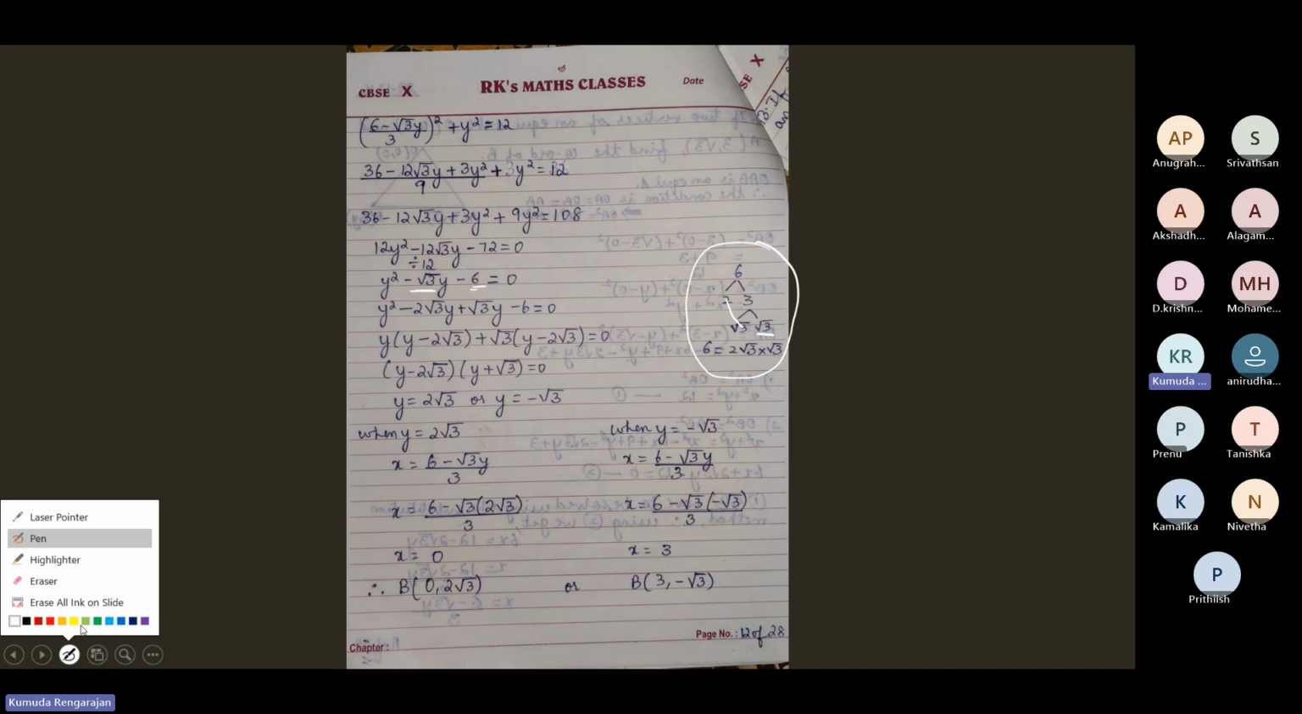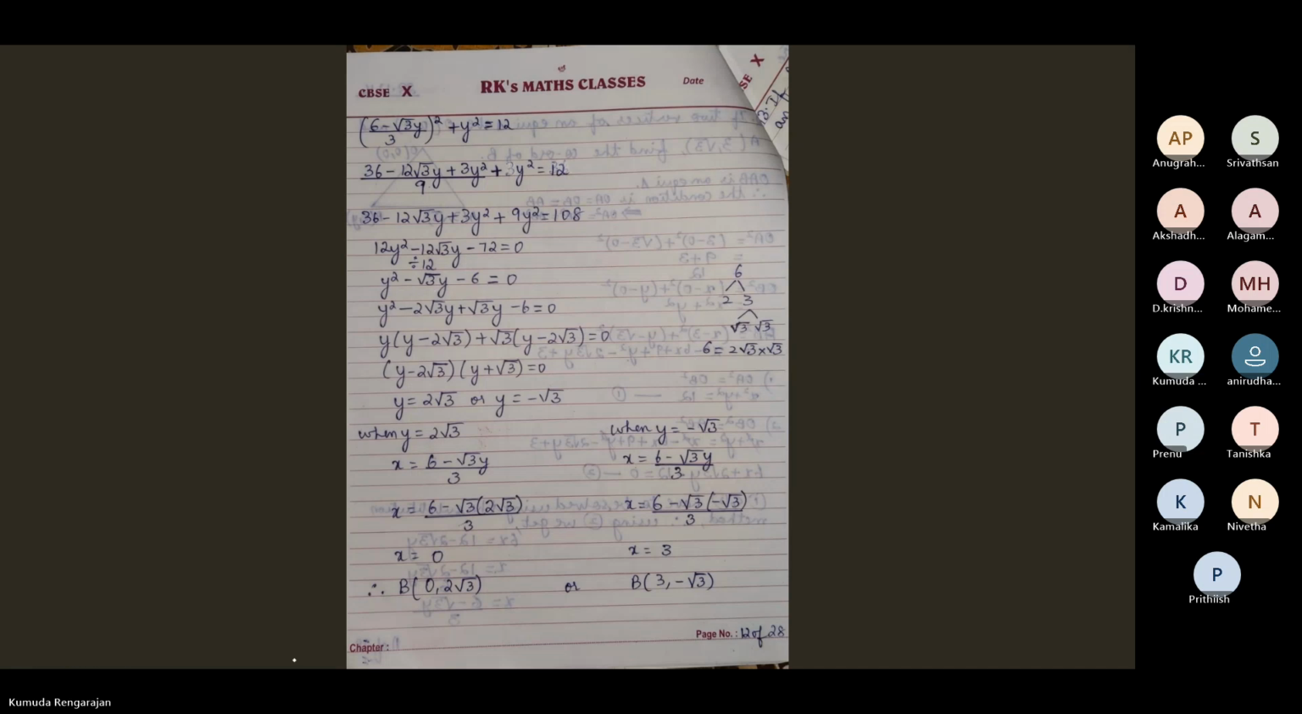Fix the signs carefully. The product is 6 and the sum is minus root 3. So 6 is 2 into 3, but since the sum is root 3, we'll have to further break down 3 as root 3 and root 3. So the two numbers are 2 root 3 and root 3. Fix the signs accordingly. So split the middle term, and these are the values for y.